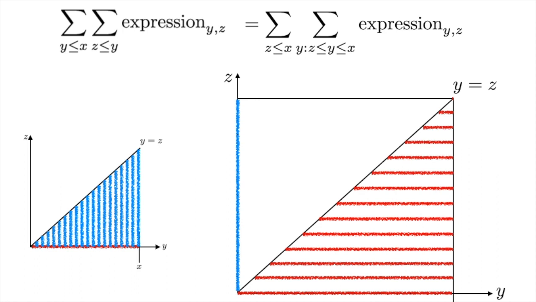This method of drawing pictures is what we'll use to interchange all kinds of sums, and the sums will be equal if they trace out over the same region.